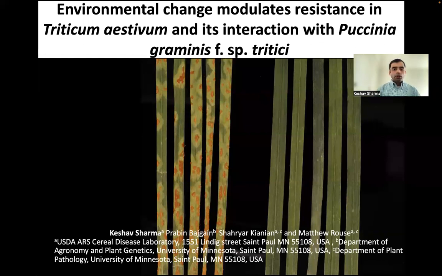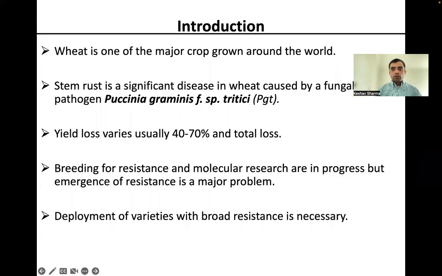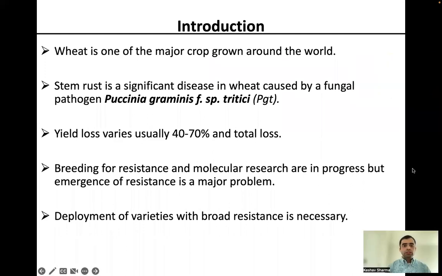Today, I will be talking on how environmental change modulates resistance in Triticum aestivum and its interaction with Puccinia graminis f.sp. tritici. Going through the quick introduction, wheat is one of the major crops grown around the world. Stem rust is a significant disease in wheat caused by the fungal pathogen Puccinia graminis f.sp. tritici. Yield loss usually varies from 40 to 70% up to total loss.